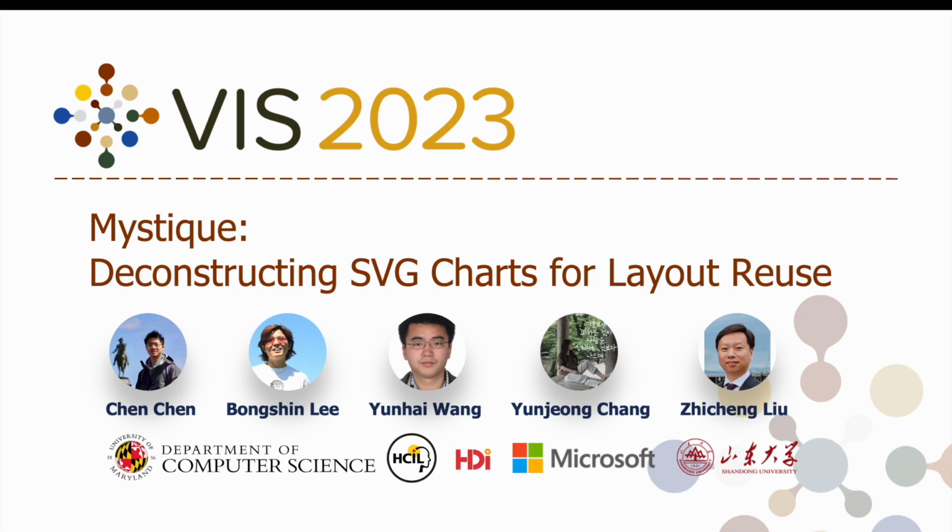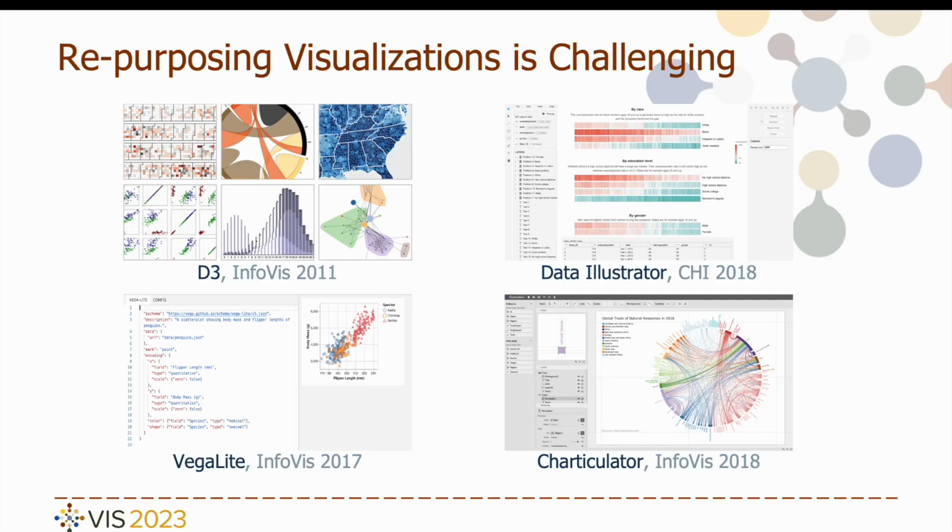Data visualization creators often search for and incorporate existing visualizations in their work, because these visualizations serve as concrete examples that embody design ideas in terms of encodings, visual styles, and layouts. Numerous visualizations are available online, created from visualization languages such as D3 and Vega-Lite, and authoring tools like Data Illustrator and Charticulator. However, it remains challenging to repurpose these visualizations with new datasets.